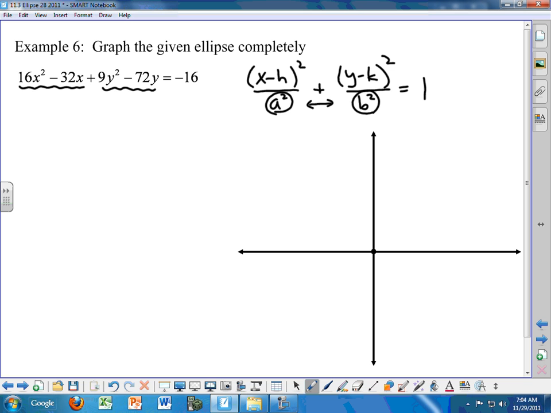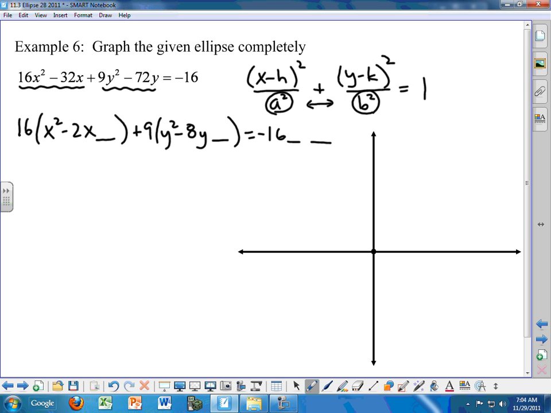Now we've done these problems before, but this one looks like it's quite a monster. In the first case, we're going to factor out the 16 from the x squared and the x term. So we end up with x squared minus 2x. I'll put my blank here so that I can complete the square. The second part, 9, y squared minus 8y, that's coming out of the 72. Again, another bracket. And then negative 16 with two blanks here. These are to make up for the values that we add inside those parentheses.